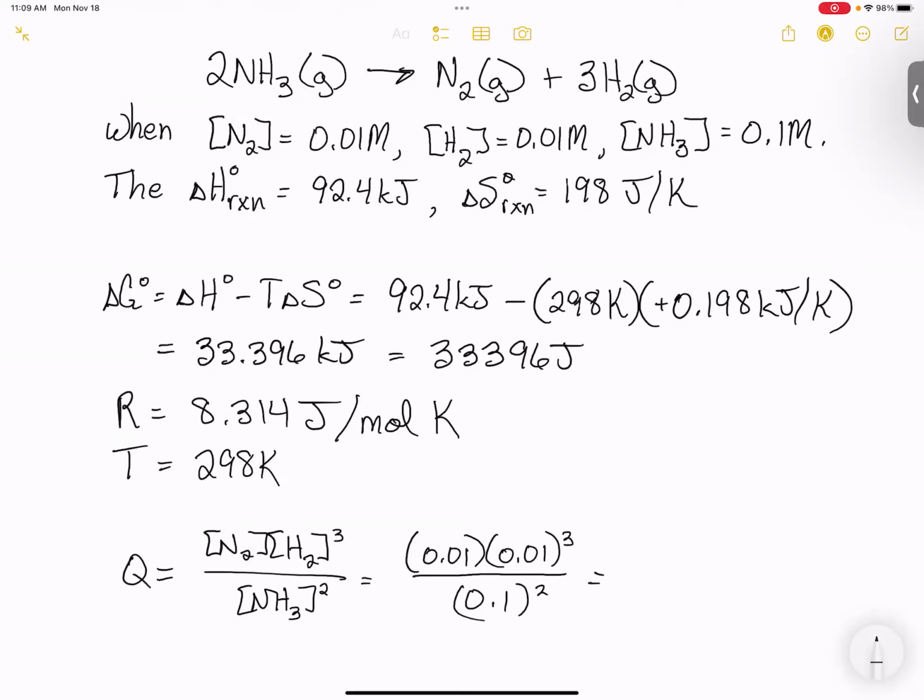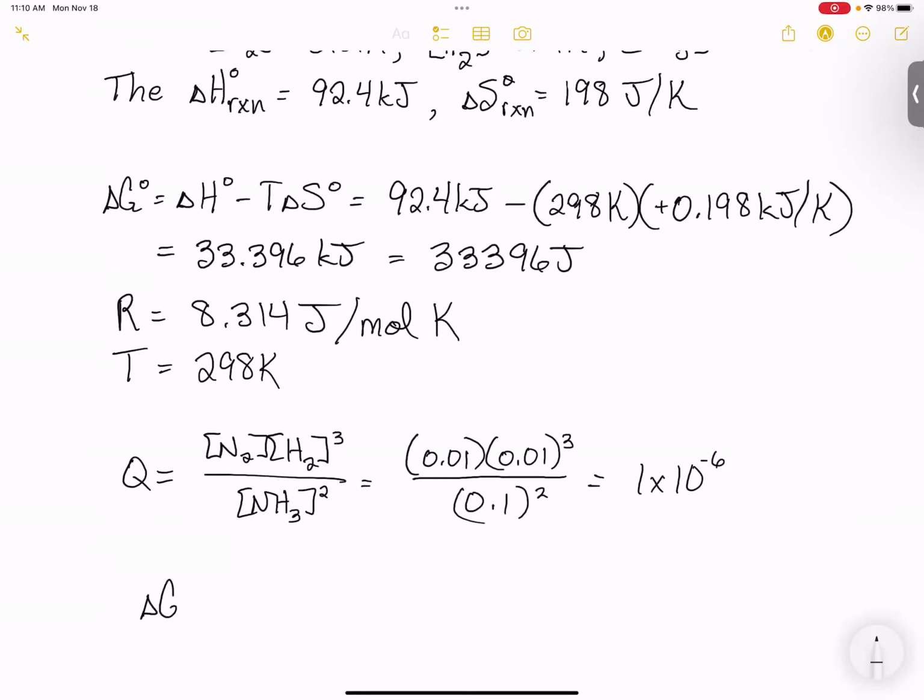When you key this into the calculator, you get a value of 1 times 10 to the minus 6 for our Q value. Now that we have all of the pieces, we can do the calculation.